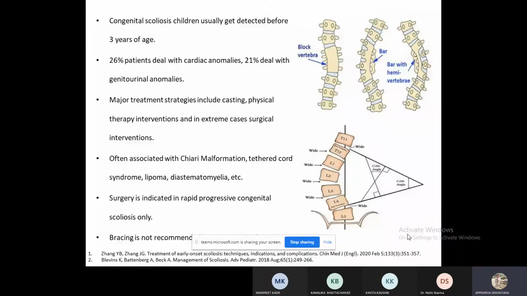26% of patients deal with cardiac anomalies, 21% deal with genitourinary anomalies. Major treatment strategies include casting, physical therapy interventions, and in extreme cases, surgical intervention. It is often associated with Chiari malformation, tethered cord syndrome, lipoma, and diastematomyelia, etc. Surgery is indicated in rapidly progressive congenital scoliosis only. Bracing is not recommended in this condition.